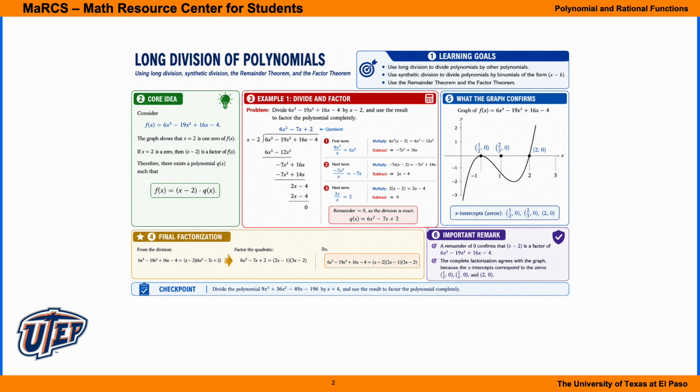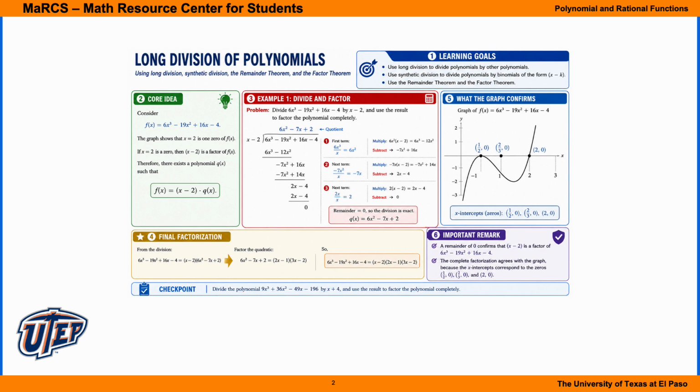So the first thing we'll be going over is the long division of polynomials. We are told to consider the function f of x is equal to 6x cubed minus 19x squared plus 16x minus 4. The graph shows that x is equal to 2 is one of the zeros of f of x. So if x is equal to 2 is a zero, then x minus 2 is a factor of f of x. That means f of x can be written in the form x minus 2 times some q of x, such that q of x is a polynomial.